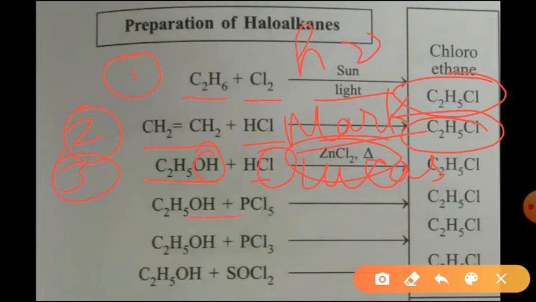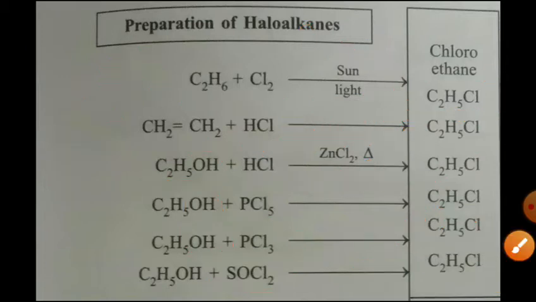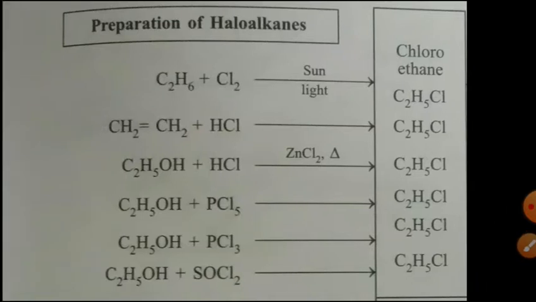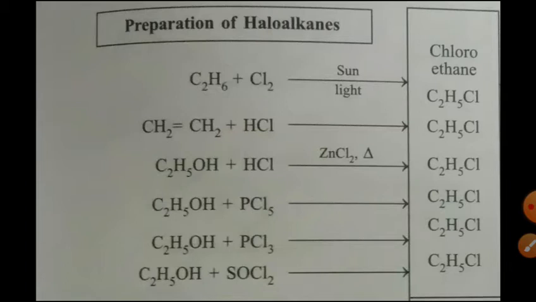Next, from alcohol by reacting it with PCl3 or PCl5, the OH would be replaced by Cl and you get chloroalkane. And SOCl2, that is thionyl chloride, is called Darzens process and we get chloroethane. So these are the different methods to prepare haloalkane. For alkane, this is the specific method.